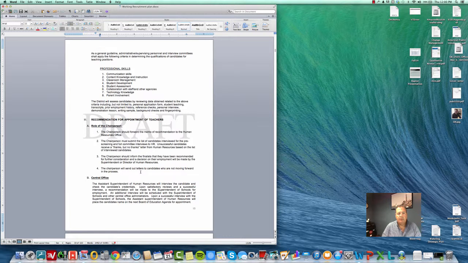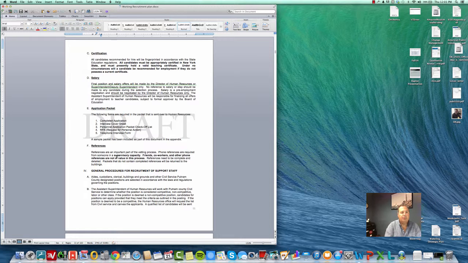We've included a rubric for you of different areas that you should consider. We have eight qualifications that we're asking you to go through to measure the best candidate for the job. We have roles for the chairperson, roles for the central office, procedure. Certification is really important.